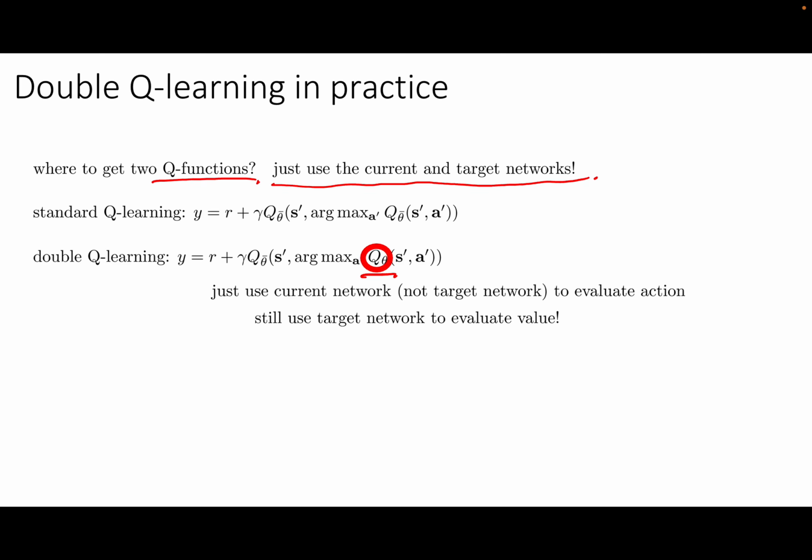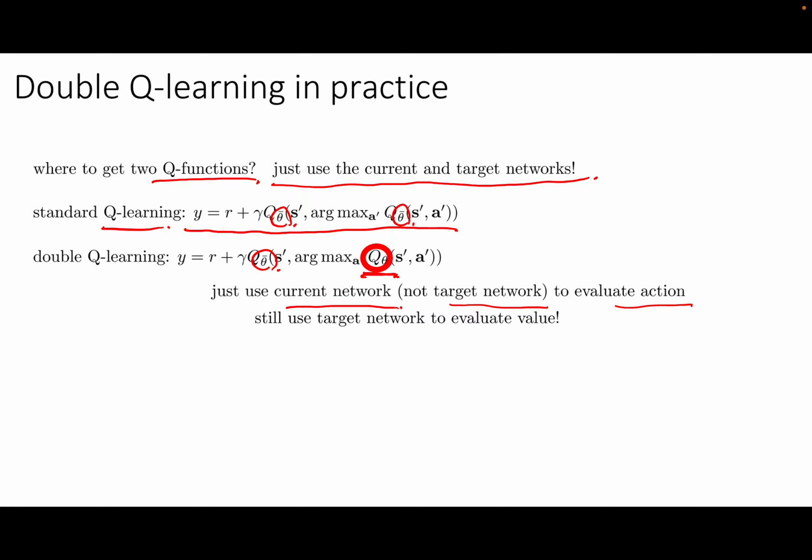The standard Q learning target is y equals r plus gamma Q theta bar, with theta bar for both. But in double Q learning, instead of theta bar for both, we just use theta. So we use Q theta to get the action, while the actual value is from Q theta bar. That is what people do in practice. Just use the current network, not the target network, to estimate the action, and still use the target network to evaluate the value.